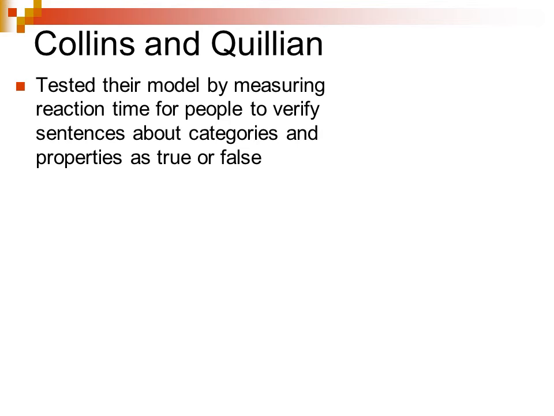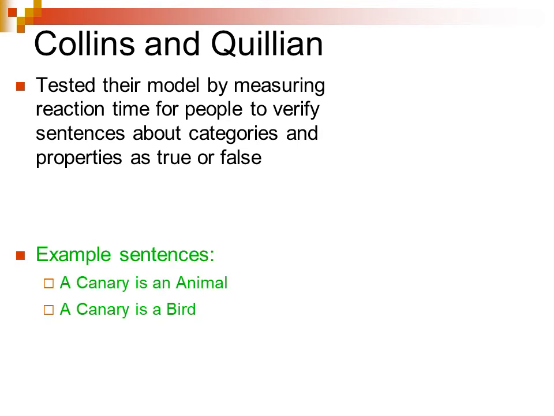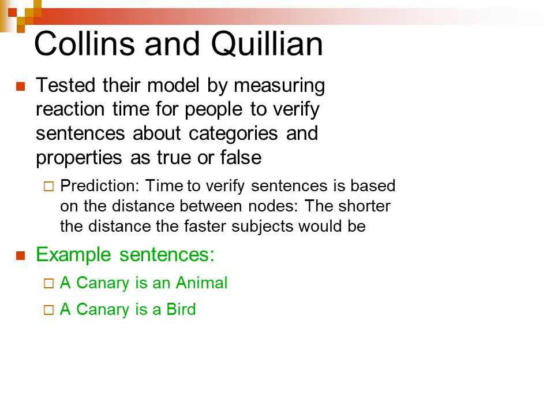For example, they gave participants sentences like a canary is an animal and a canary is a bird, and participants would have to respond true or false as quickly as possible, and their time to do so was recorded. Collins and Quillian's main prediction was that the time it should take people to verify sentences would be based on the distance between the nodes. The shorter the distance between the nodes, the faster subjects would be to verify the sentences.